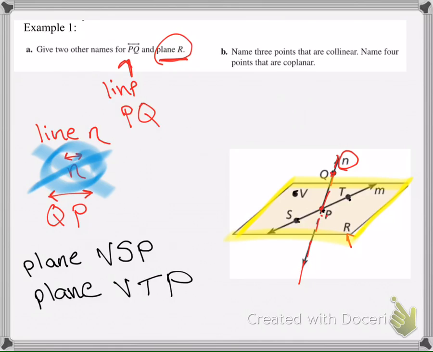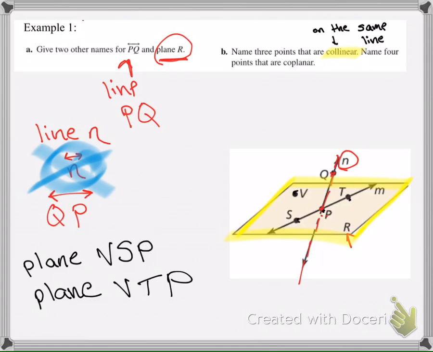All right, so example 1, part B. Name 3 points that are collinear. Collinear, that's a new word. What the heck does that word collinear mean? Collinear just means on the same line. Collinear is on the same line. Okay, so I want to name 3 points that are collinear.